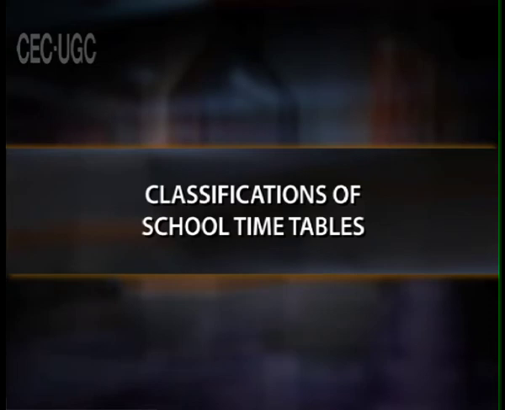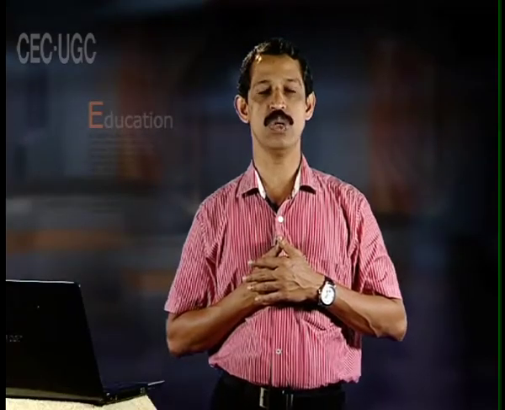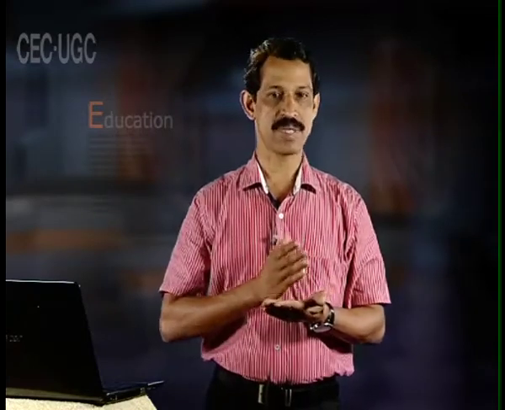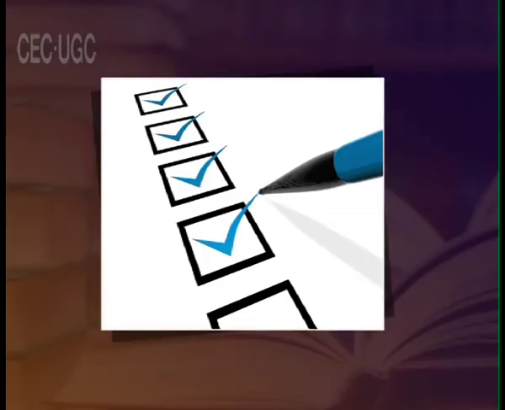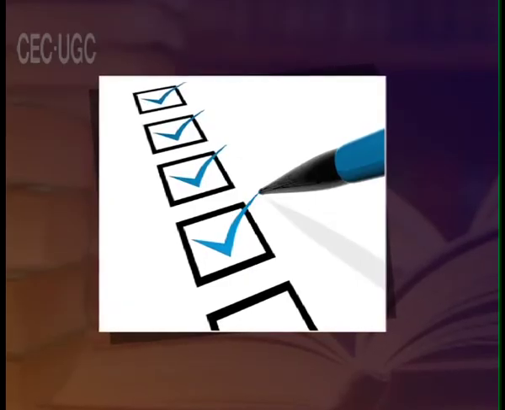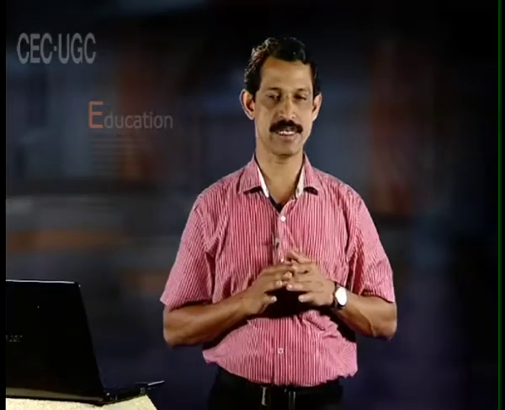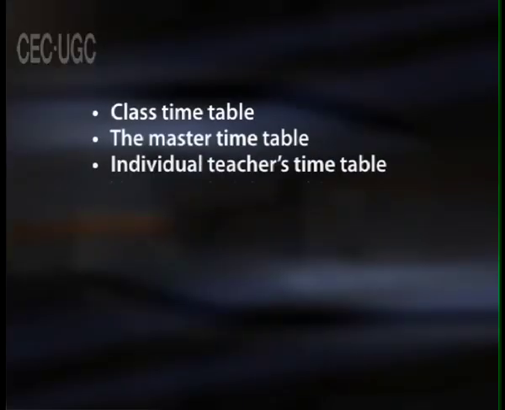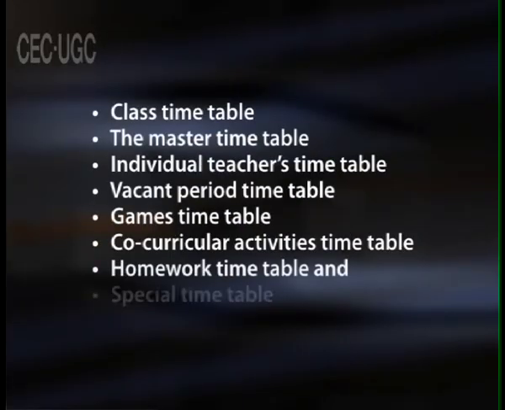Classification of school timetables. The timetable used in a school can be broadly classified into five: class timetable, master timetable, individual teachers timetable, the checklist and special timetable. In addition to the broad categories, there are other types of school timetable also. In this unit, we will be discussing the following types of timetables: class timetable, the master timetable, individual teachers timetable, vacant period timetable, games timetable, co-curricular activities timetable, homework timetable and special timetable.